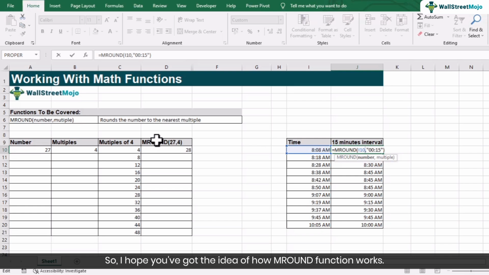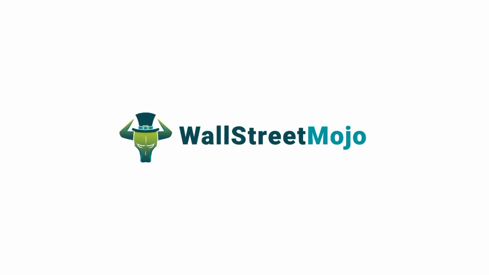So I hope you've got the idea of how the mRound function works.